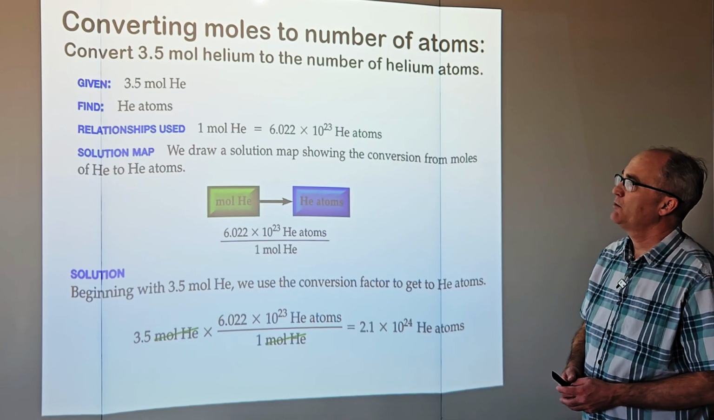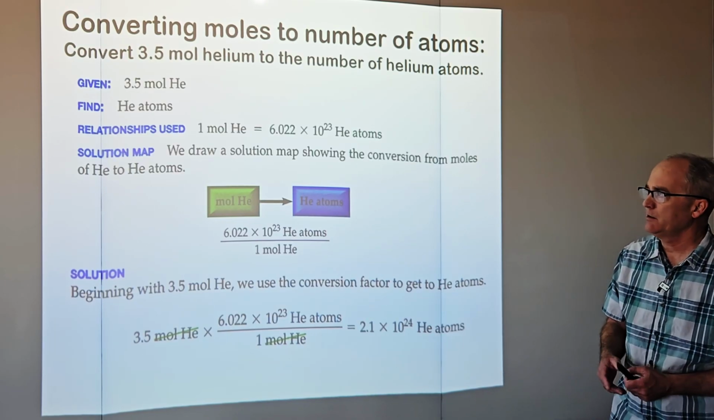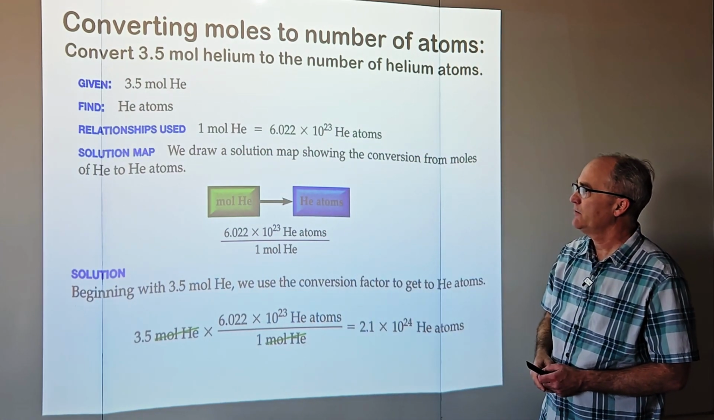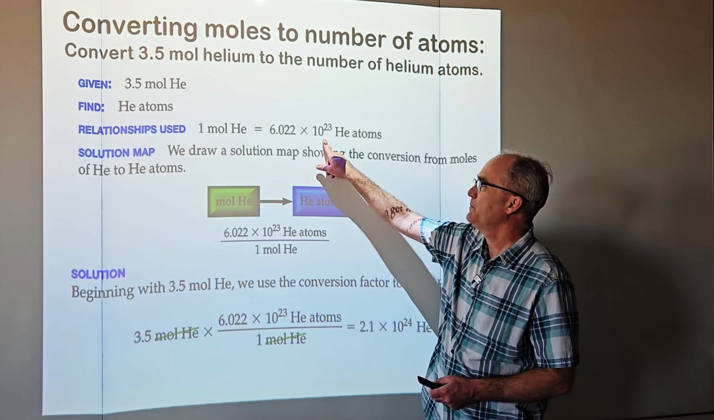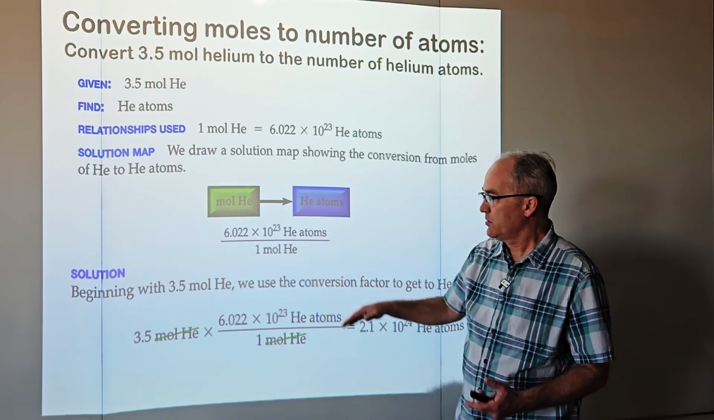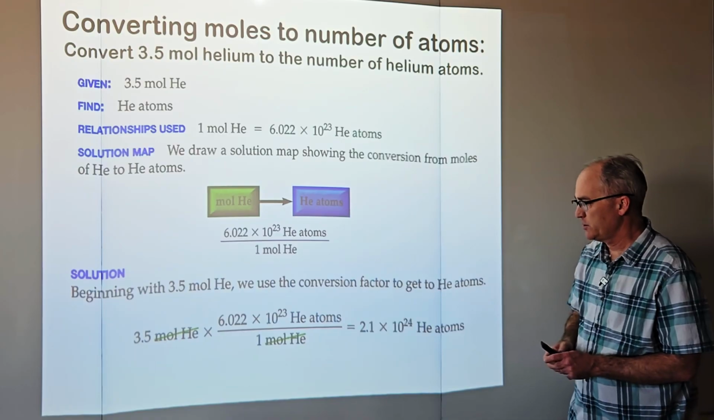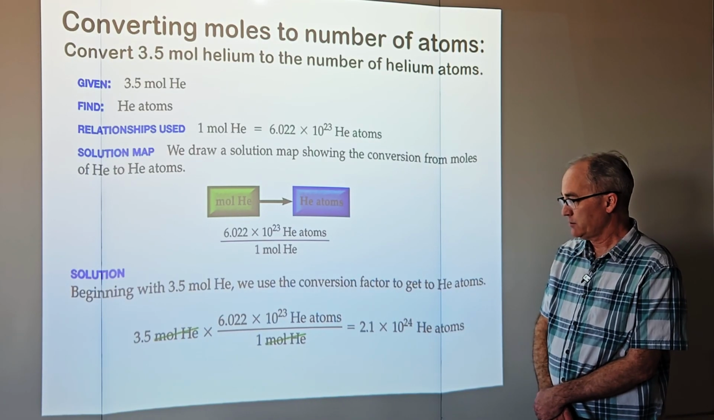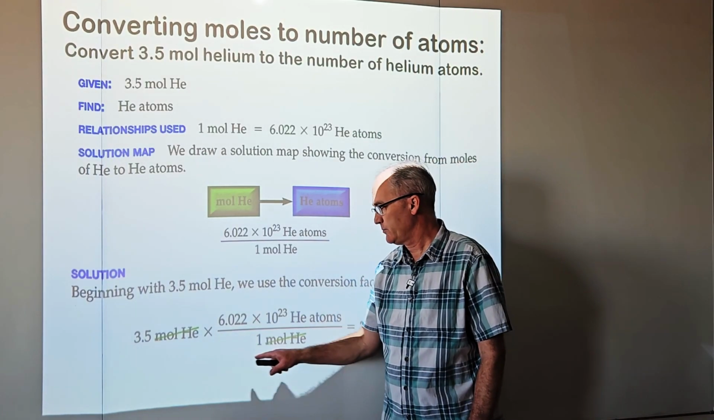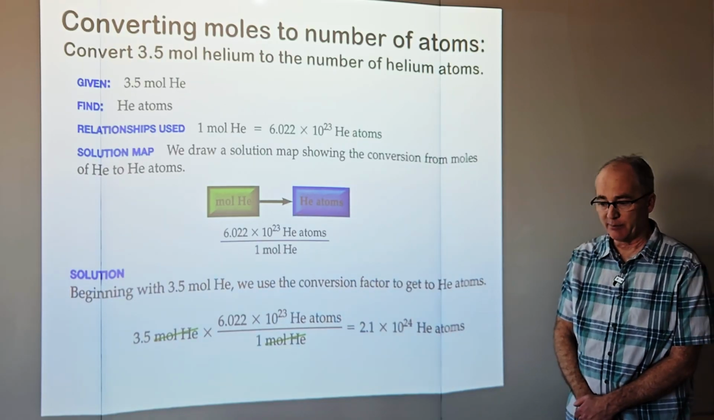So if we have 3.5 moles of helium, we want to know how many helium atoms there are. Here is a unit equation. 1 mole of helium is Avogadro's number of helium atoms. And from this unit equation, we come up with a unit factor. And it turns out we're going to multiply by Avogadro's number. If we know the moles of something and we want to calculate the number of particles, we multiply by Avogadro's number. And you can see moles of helium canceling out, and we end up with a number of helium atoms.